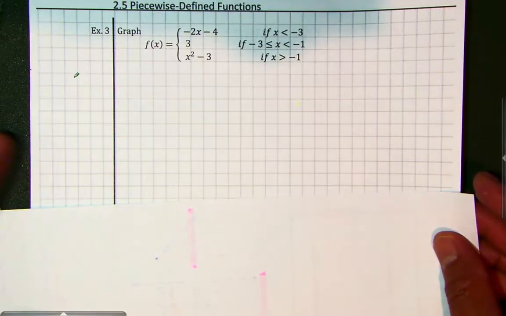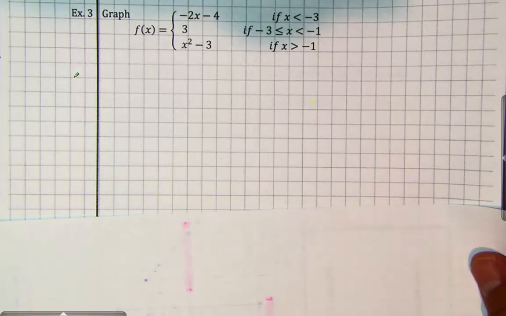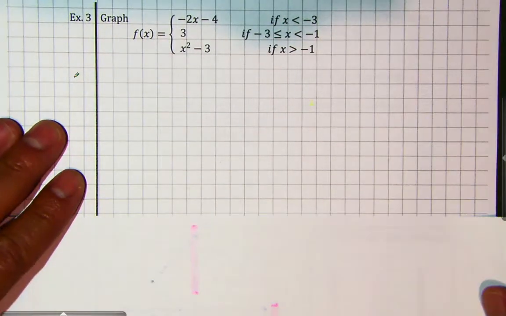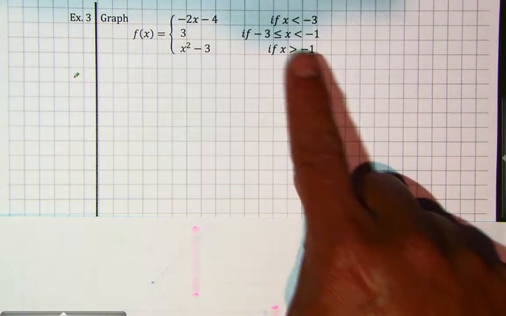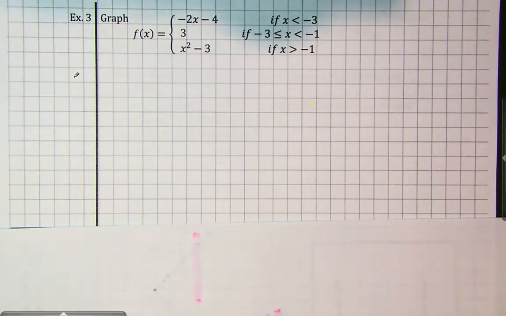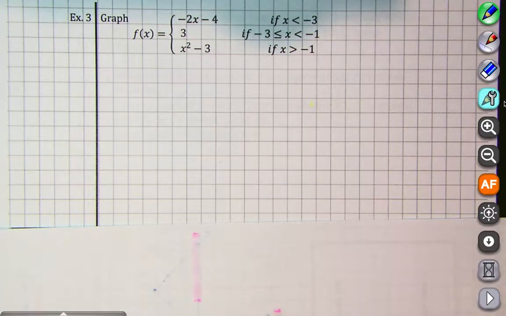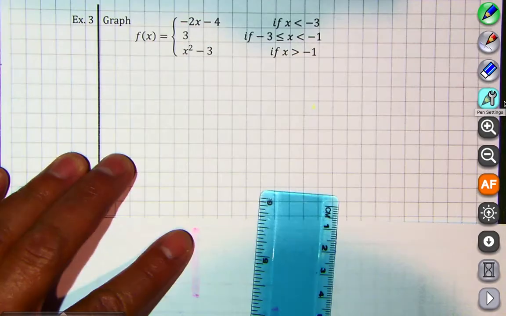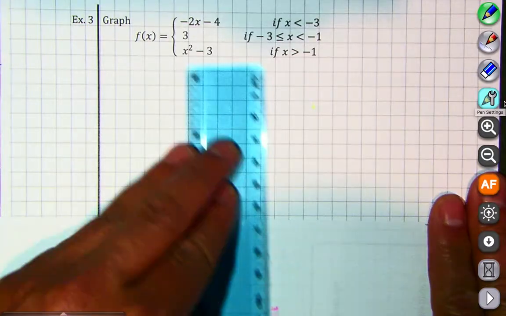So take the time to copy down example number 3, and we'll start once you're ready, and then we'll graph it once again in your graphing calculator so you can see how we can do this type of inequality, and we'll do it in Desmos as well. But first, copy it down and create a 5x5 graph. Go ahead and pause it if you need more time.